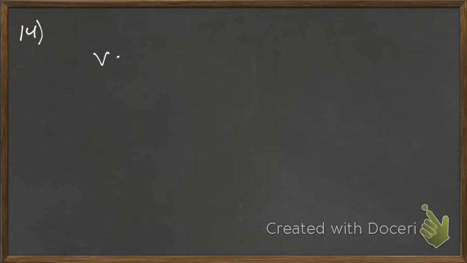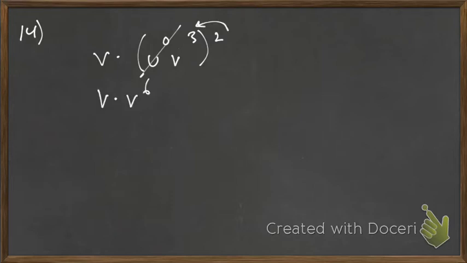Number 14. I got v times u to the 0, v cubed squared. I'm just going to cross it out because that's a 1. So I get v times v to the 6th, right? The power rule, for a total of 7 factors of v. v to the 7th for number 14. That bell's going to ring. 15.